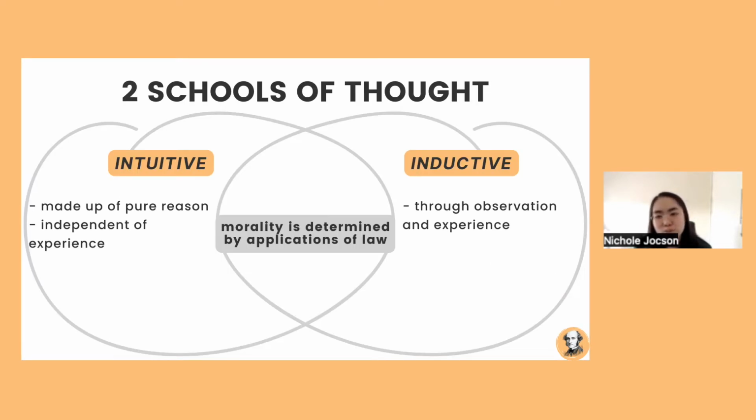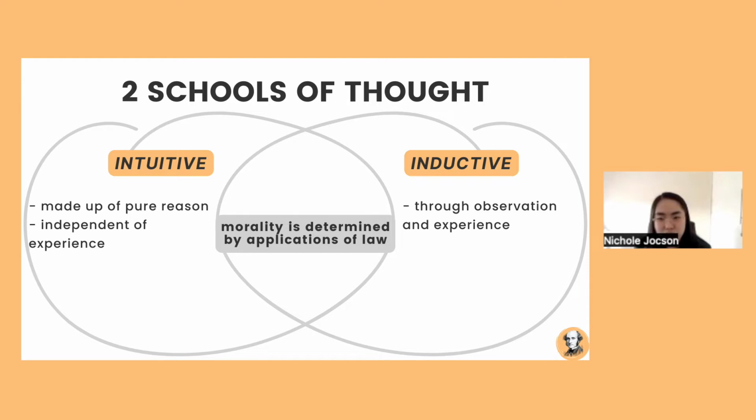So there are two main schools of ethics or schools of thought. First, intuitive, and the next is inductive. Intuitive thinkers insist on the necessity of general laws. They think that moral laws are a priori, or made up of pure reason and independent of experience. The second, which is the inductive, agree that morality is about the application of general laws to individual cases. So they think that people can derive moral laws a posteriori, or through observation and experience.